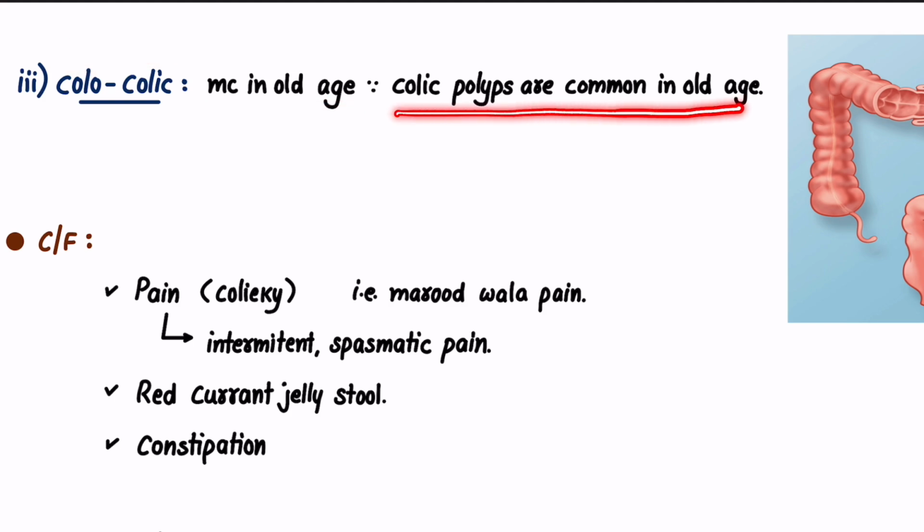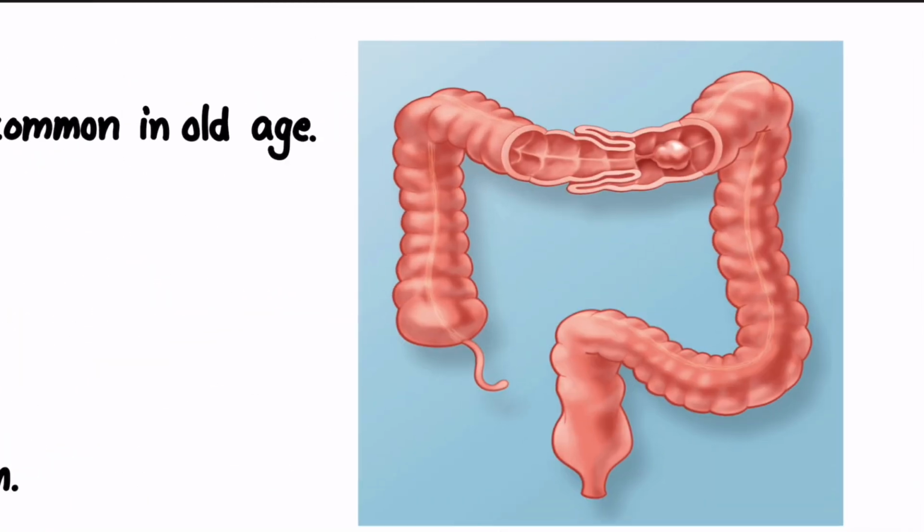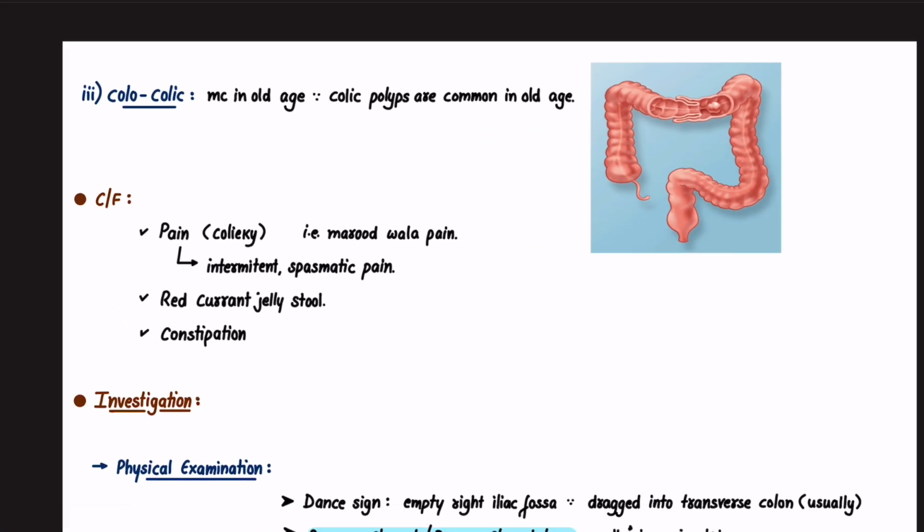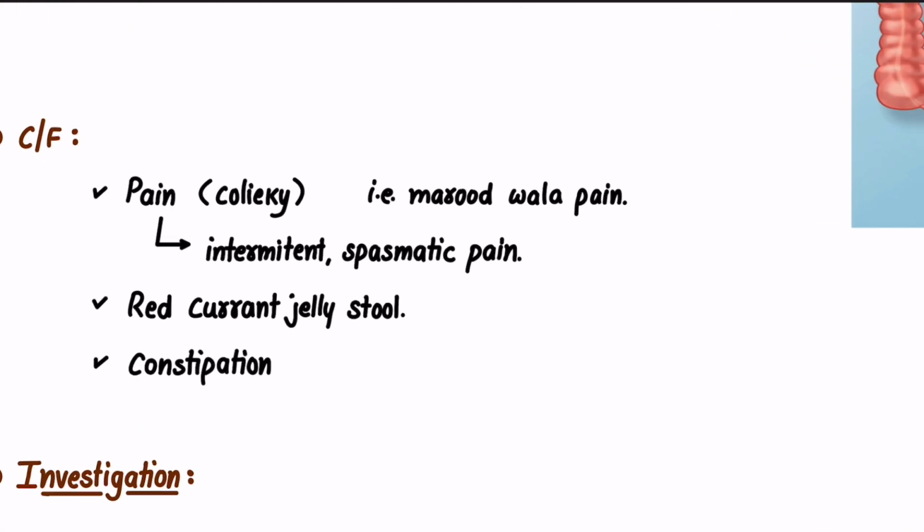Since colonic polyps are most common in old age, colocolic is the most common type of intussusception in old age. This is in the transverse colon, as you all can see, and this is the polyp. So this will act as a lead point leading to invagination of the proximal part of the transverse colon into its distal part. Now moving on to the clinical features.